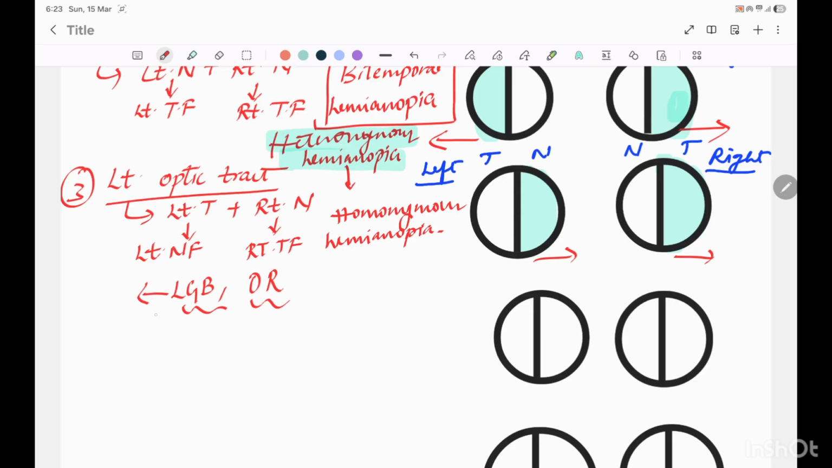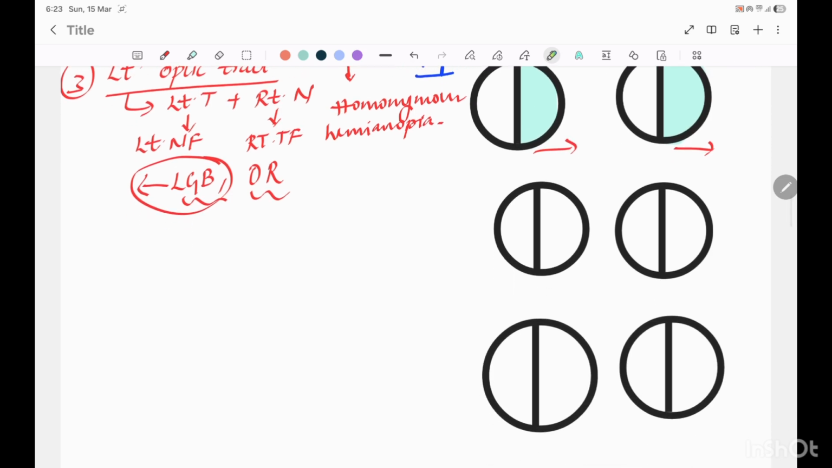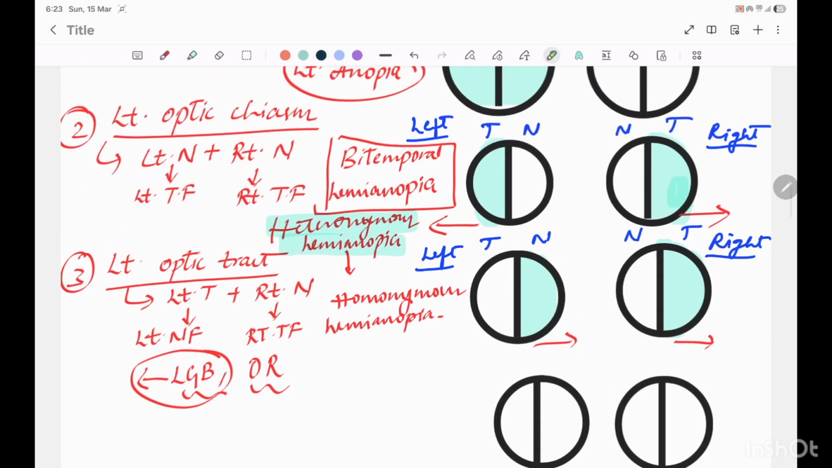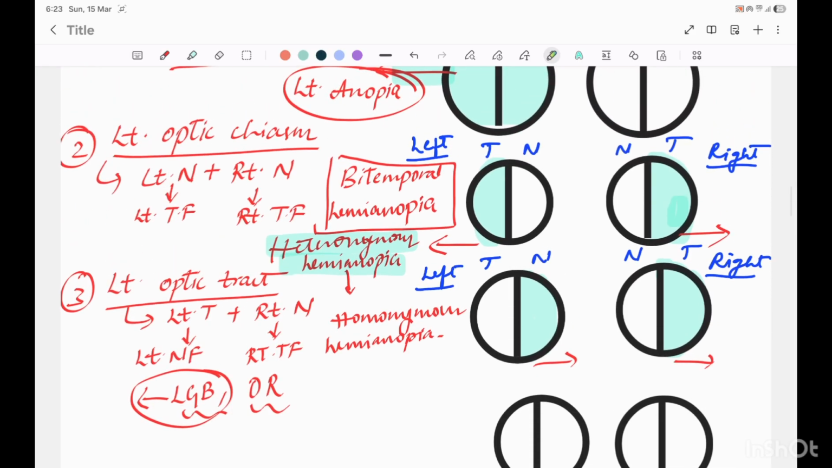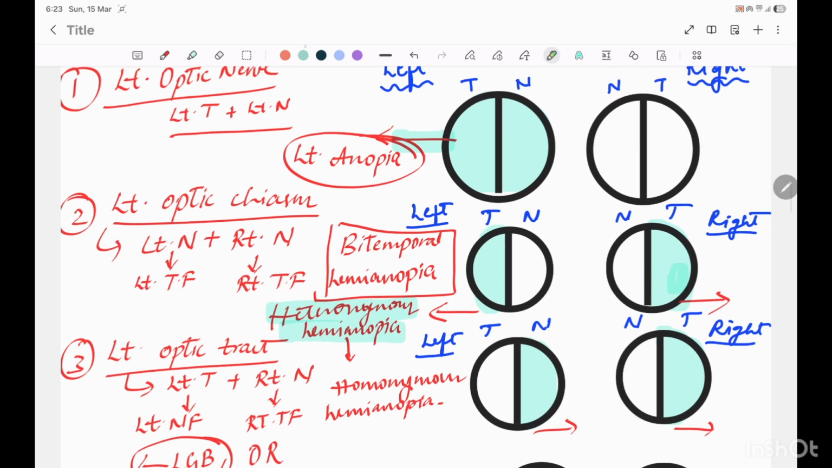See, the left geniculate body also contains what? It also contains the left temporal and right nasal fibers. The left-sided optic radiation also contains the same fibers, hence the visual field defect will be the same, that is homonymous hemianopia. Okay.